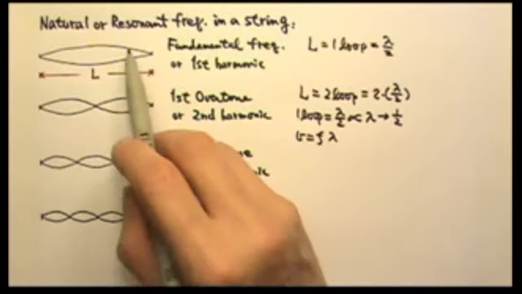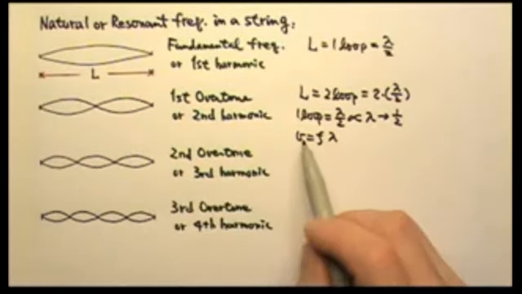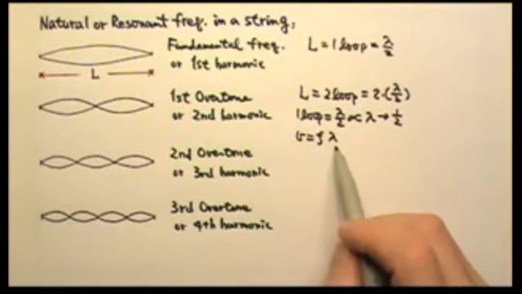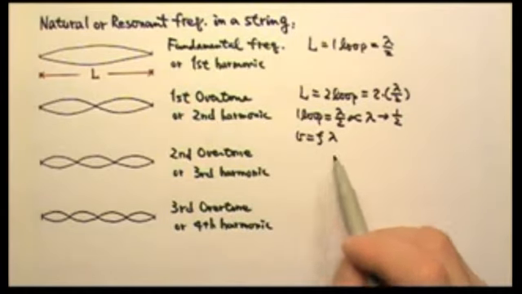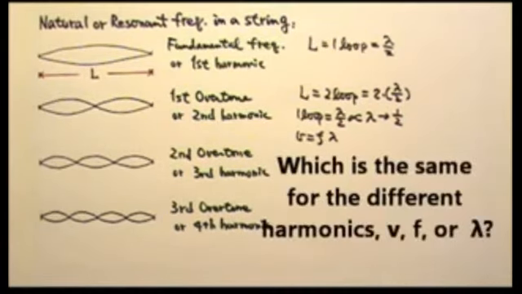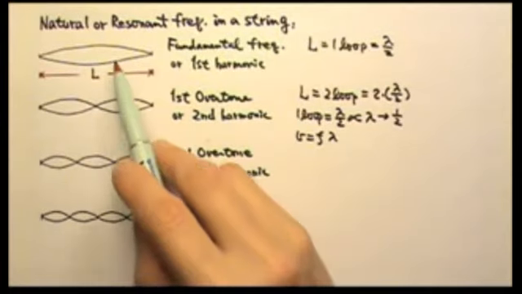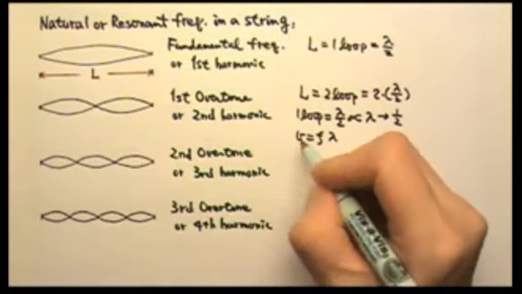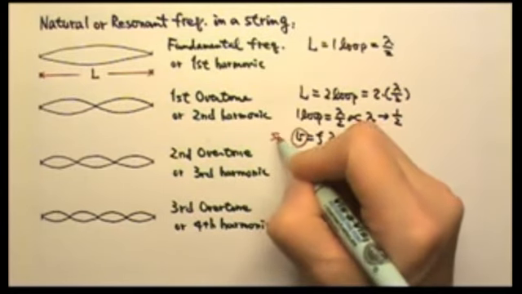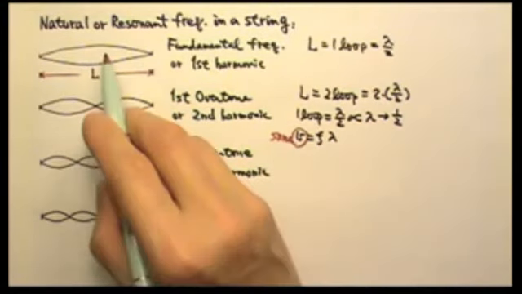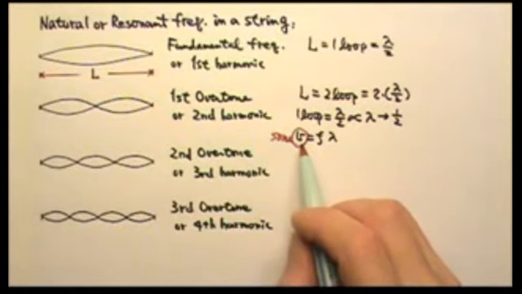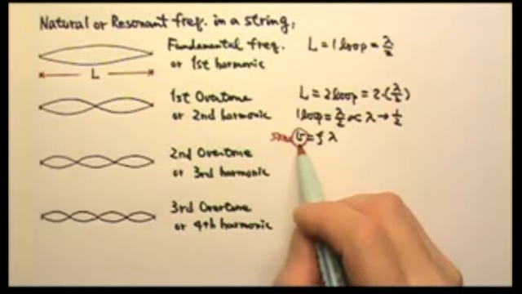For these two, first harmonic and the second harmonic, which of these three numbers do you think is the same? The speed, frequency, or wavelength? For the first and second harmonic, the speed is the one that is the same because it's the same medium. It's the same string under the same tension, so the speed is the same.